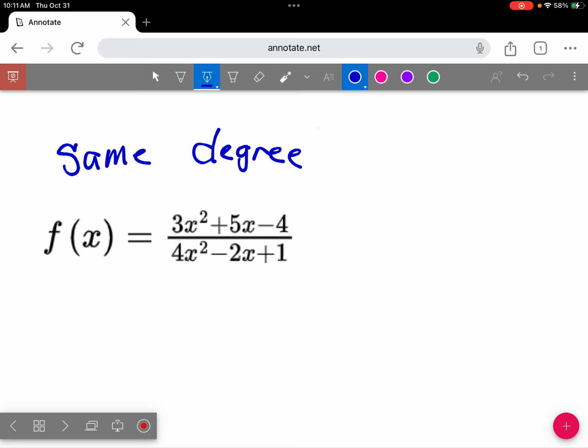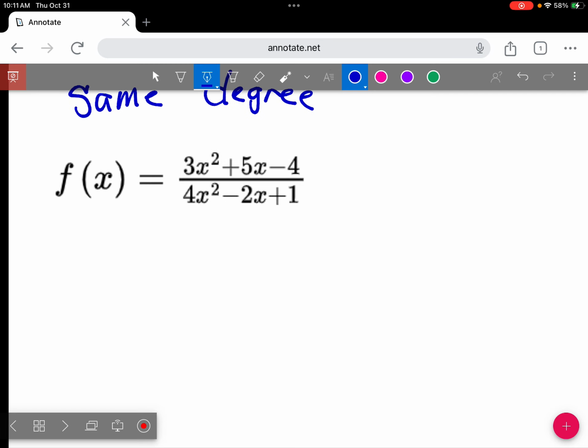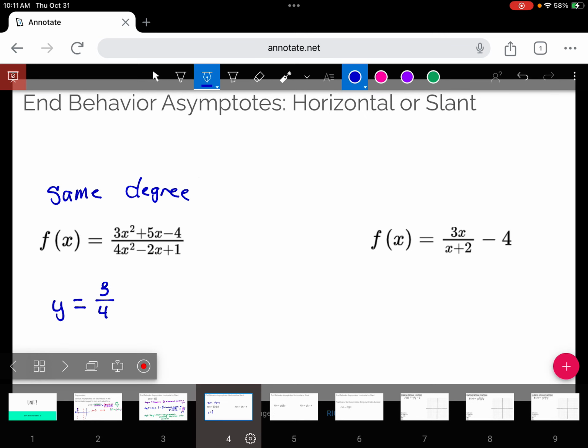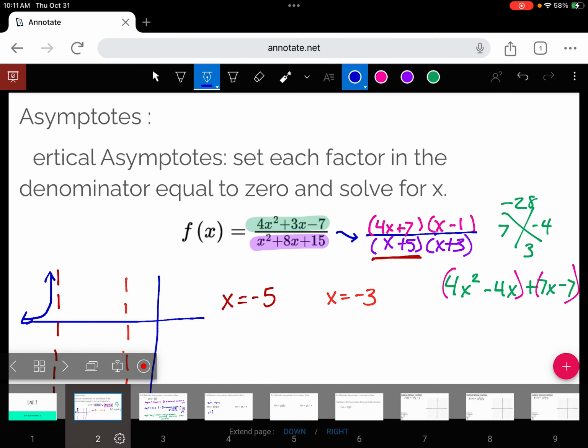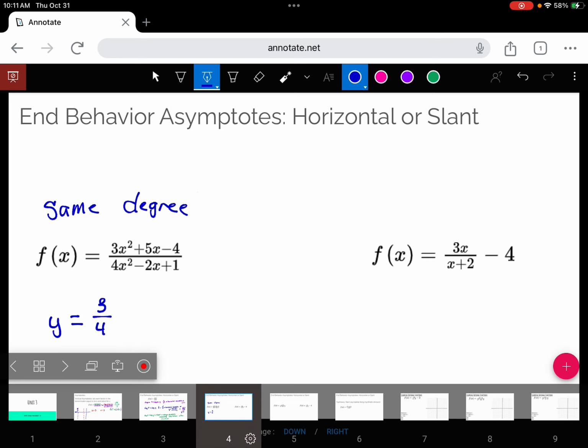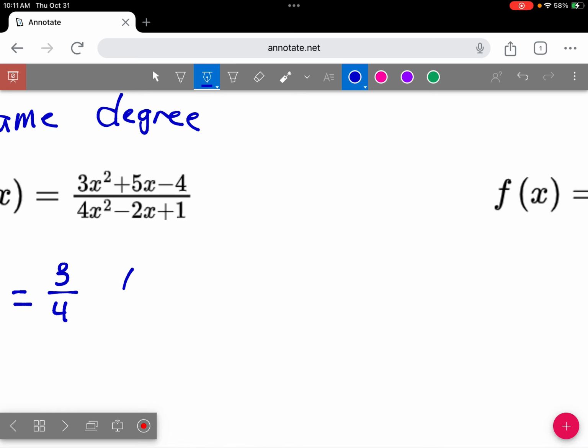That means we're going to look at the ratio of our leading coefficients. What is the leading coefficient of our numerator? 3. What is the leading coefficient of our denominator? 4. So our asymptote is going to be at 3/4. And what kind is it? Horizontal. This is y equals 3/4. It's really important, as we are going to have not only horizontal asymptotes but also vertical asymptotes. We've got to be specific, so make sure you include that y. The y equals 3/4 is our horizontal asymptote.